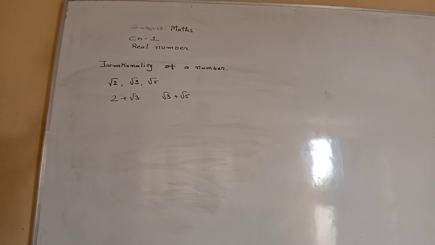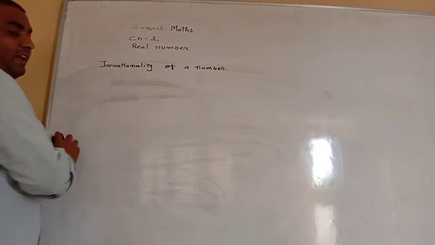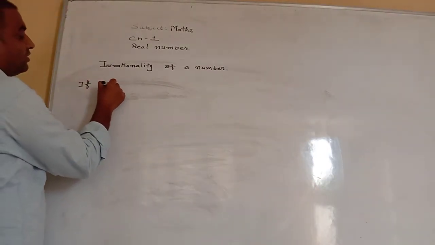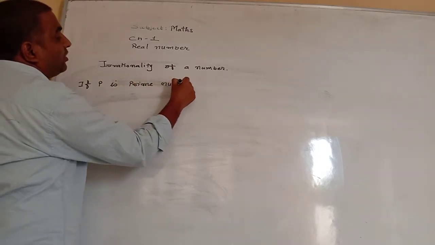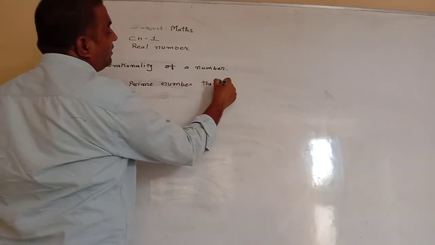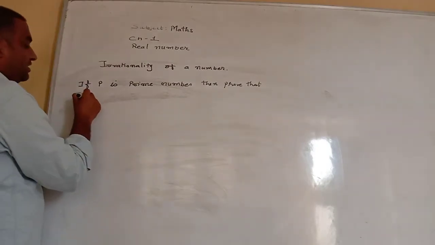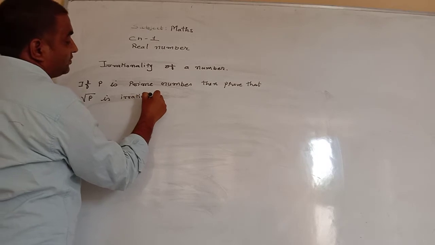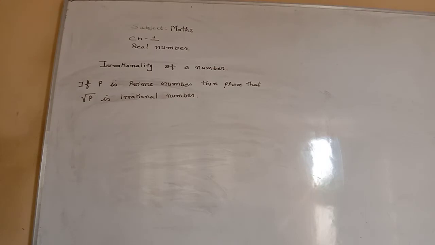To check that, first we will study an important result: if p is a prime number, then prove that root p is an irrational number. Now this result we will prove by the contradiction method.